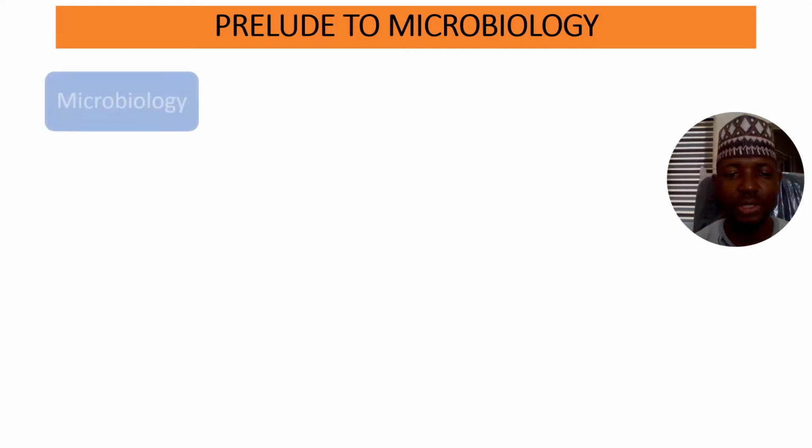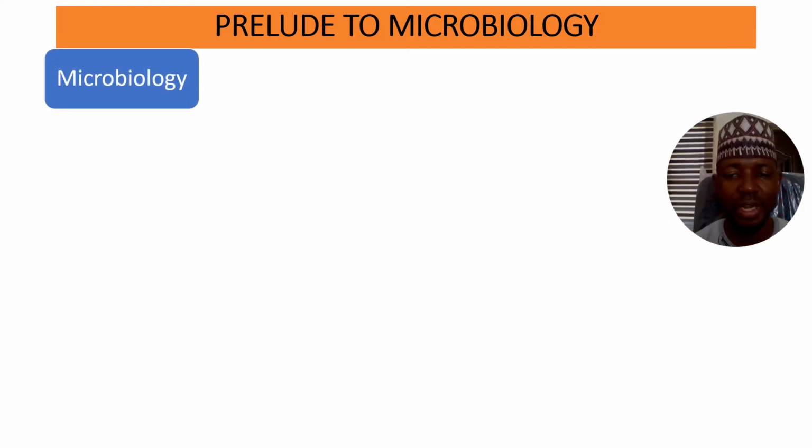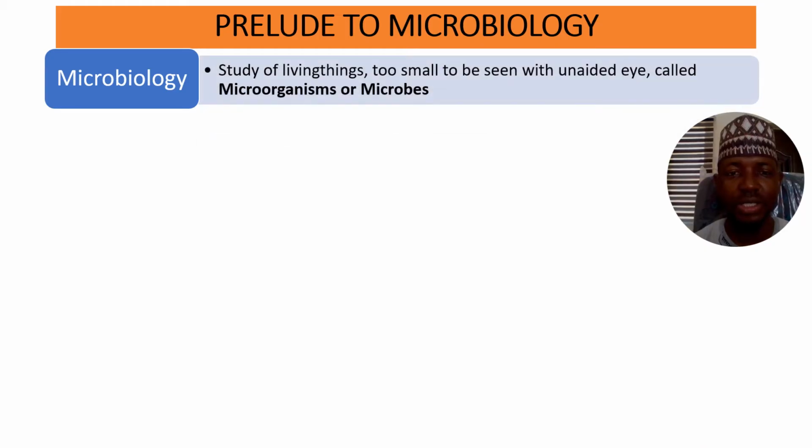Now, to start with, what is microbiology? How do we define microbiology? Microbiology is generally a branch of science that deals with the study of living organisms that are individually too small to be seen with the unaided eye. It's a branch of science that deals with the study of living things which are individually too small to be seen with our own natural eyes.